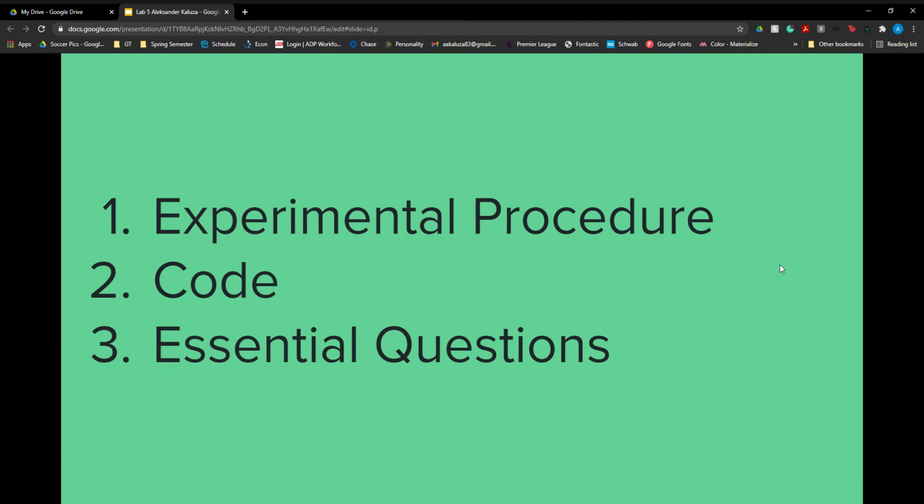How this presentation will look is, first I'm going to go over the experimental procedure, then go through the code, and then the essential questions we had to answer.